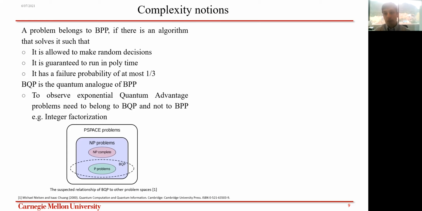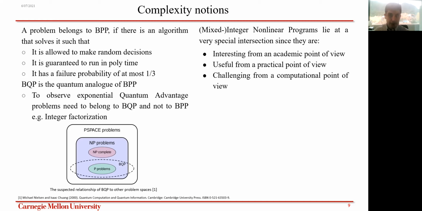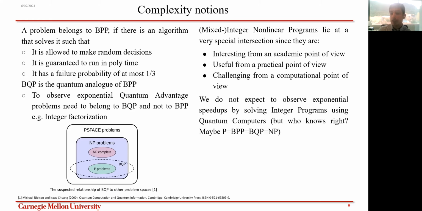You can notice that NP-complete and NP-hard problems don't belong in there, meaning that for mixed integer programming, although they lie at this very interesting intersection of interesting from an academic standpoint, useful from a practical point of view, and challenging from a computational point of view, we cannot expect to observe exponential speedup using quantum computers unless P equals NP and the whole complexity classes collapse.